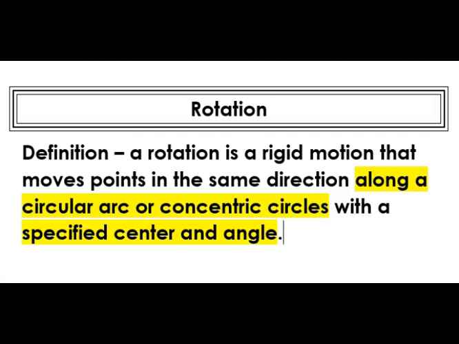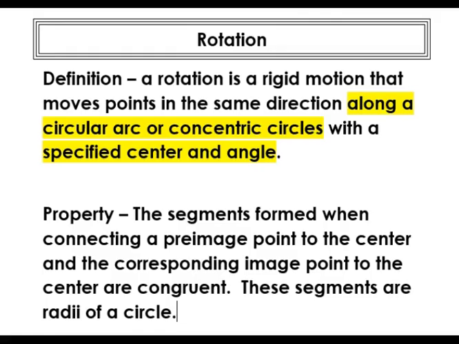After performing the rotation to create the lunging lizard, we can write a more precise definition for the rigid motion of rotation. Rotation is an isometry that moves points in the same direction along a circular arc or concentric circles with a specified center and angle. A property of a rotation is that the segments formed when connecting a pre-image point to the center and the corresponding image point to the center are congruent. These segments are radii of a circle.